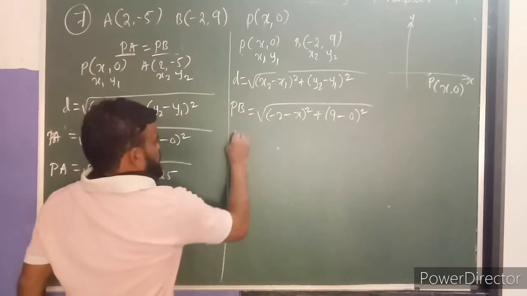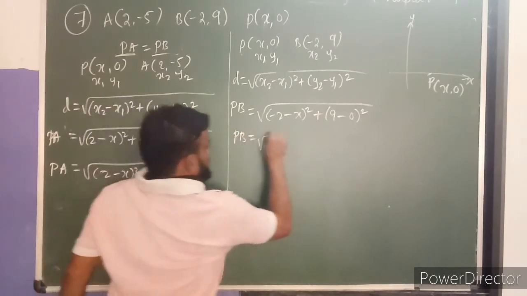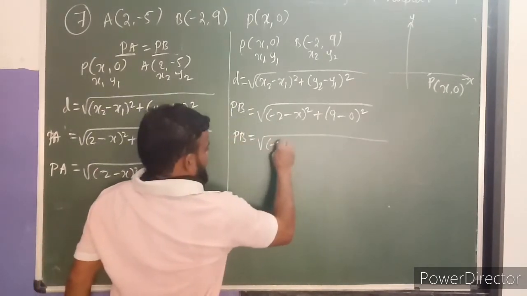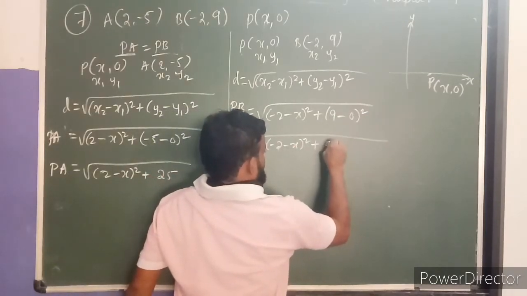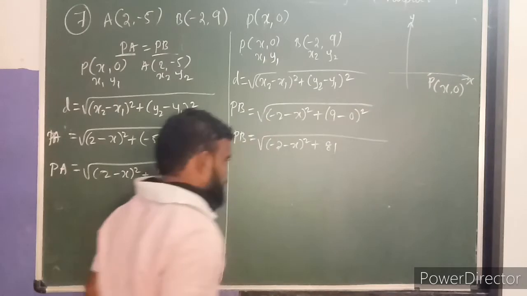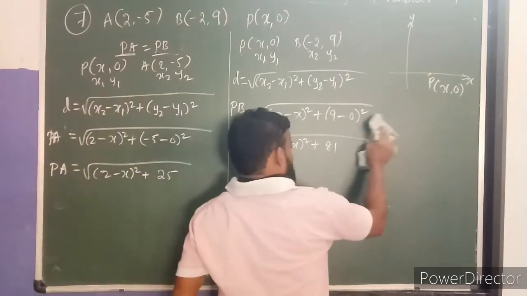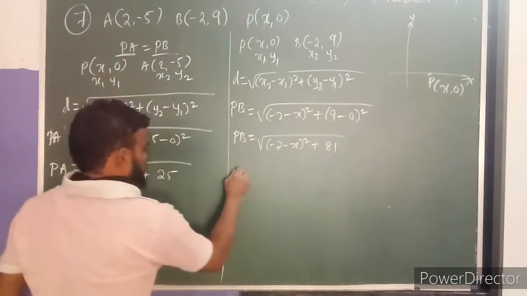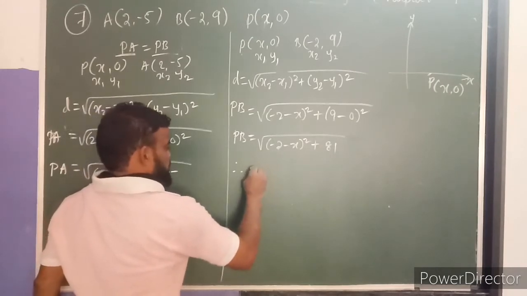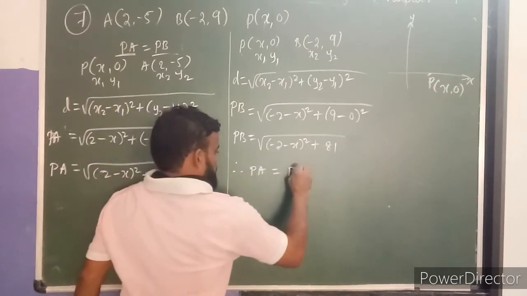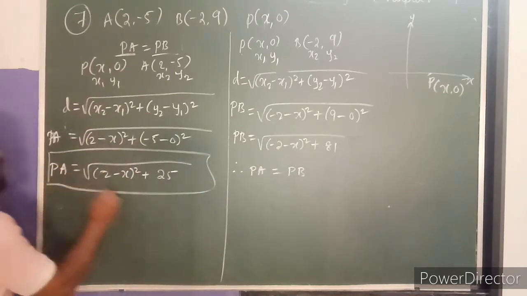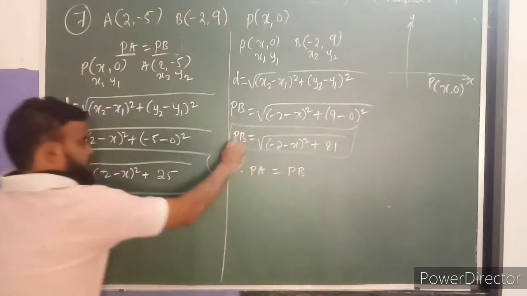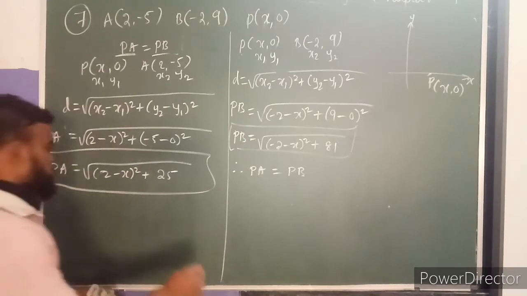Okay? Now PB is equal to under root minus 2 minus x whole square plus, 9 square is 81. This is the 4 point. Now, therefore, I will take PA is equal to PB. PA is here and PB is here. PA is equal to PB.